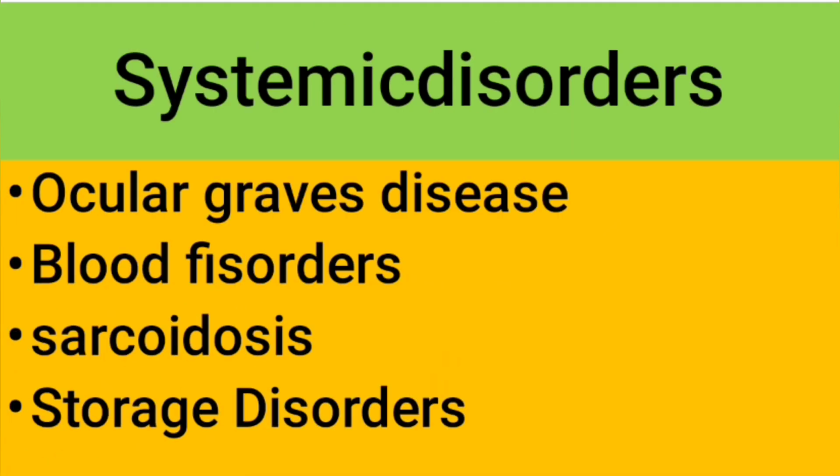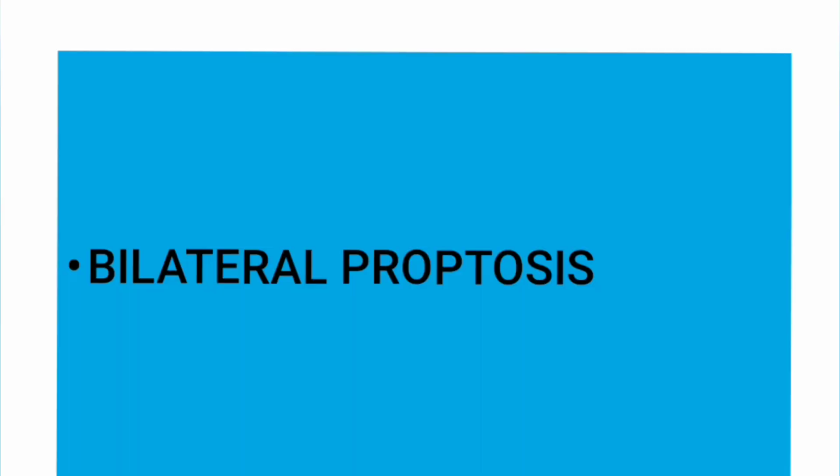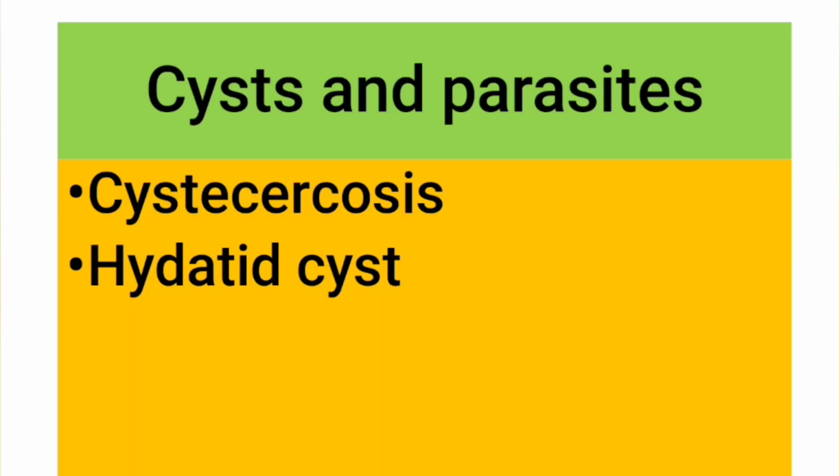Coming to the systemic disorders which can lead to unilateral proptosis, we have ocular Graves' disease, blood disorders, sarcoidosis, as well as storage disorders. In the cysts and parasites, we have cysticercosis and hydatid cyst. So these are the various causes of unilateral proptosis.